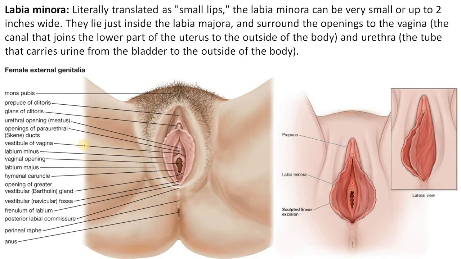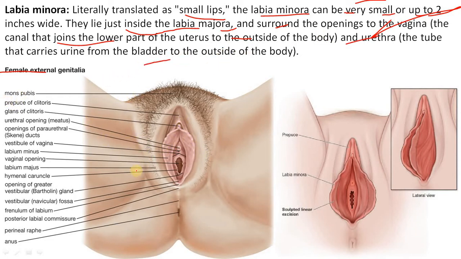Now, what is the labia minora? It is also an external reproductive organ. Literally, it is translated as small leaves. The labia minora can be very small or up to 2 inches wide. They lie just inside the labia majora and surround the openings to the vagina, the canal that joins the lower part of the uterus to the outside of the body, and the urethra, the tube that carries urine from the bladder to the outside of the body.